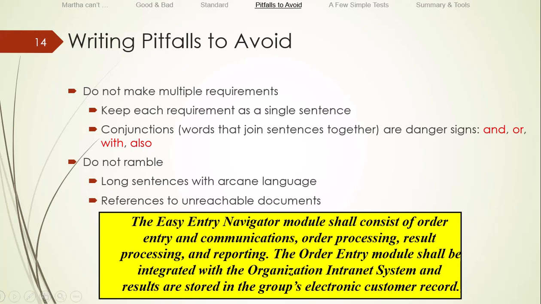Now look at the following example. The Easy Entry Navigator module shall consist of order entry and communications, order processing, result processing and reporting. The order entry module shall. Now, what is the problem with this? We have used too many bad words such as entry and communications, result processing and reporting. And here also the and is used.